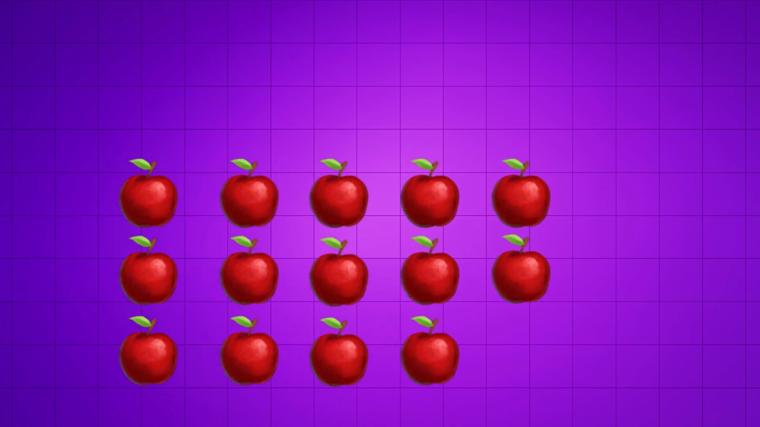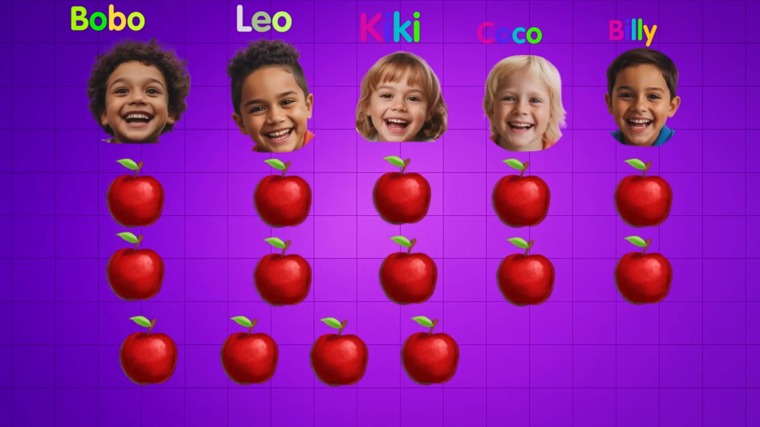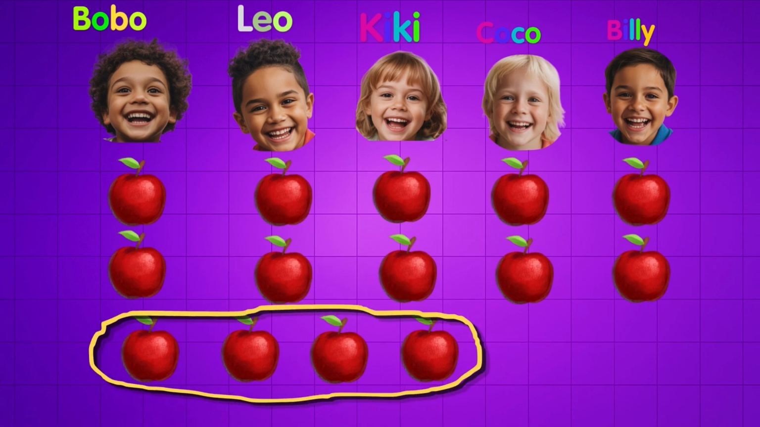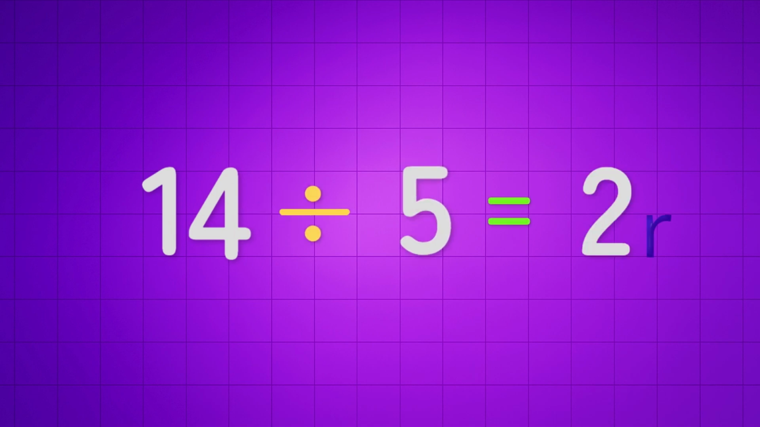Sometimes division does not work out perfectly. For example, imagine we have 14 apples and 5 kids. If each kid gets 2 apples, then you have given out 10 apples altogether. But we started with 14 apples, so after sharing equally, there are still 4 apples left over. Those 4 leftover apples are called a remainder. So we say 14 divided by 5 equals 2, remainder 4.